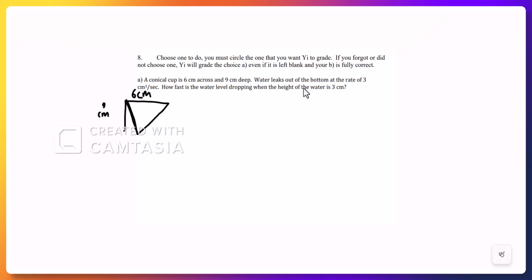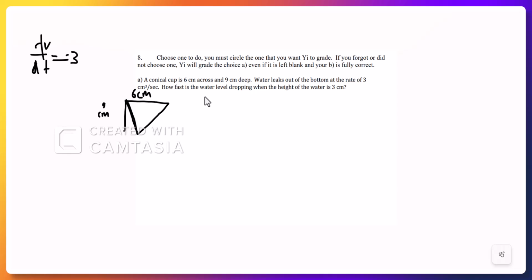The water leaks out at the bottom at a rate of 3 centimeters cubed per second, and we are asked to find how fast the water level is dropping when the height of the water is 3 cm. When it talks about the water leaking out at a rate of 3 cm cubed per second, this is the given dV over dt. dV represents the change in volume. As you can see, it's decreasing, so it's going to be -3.